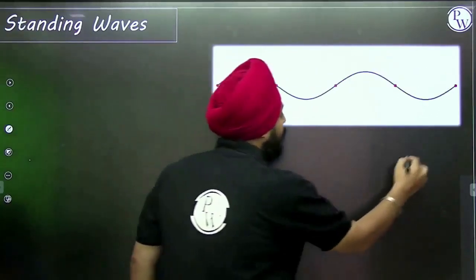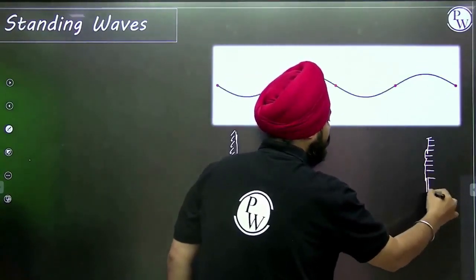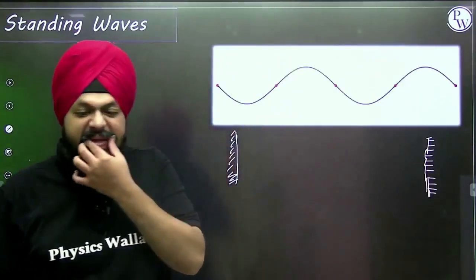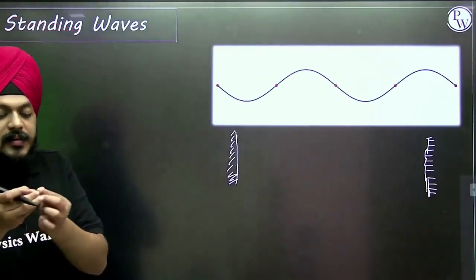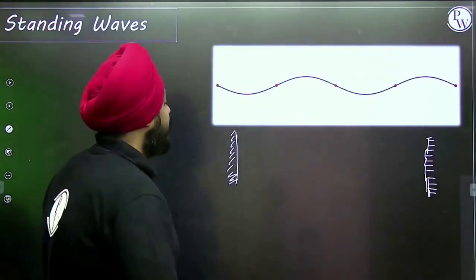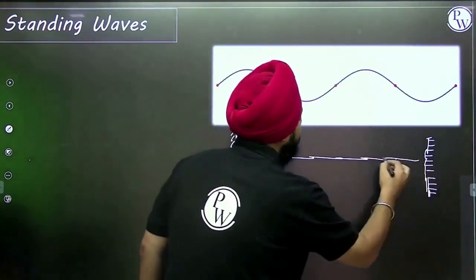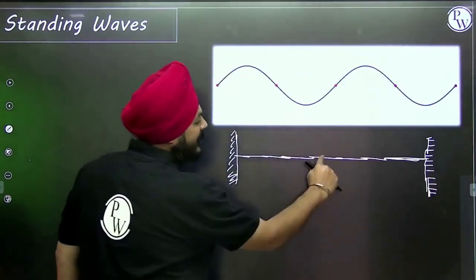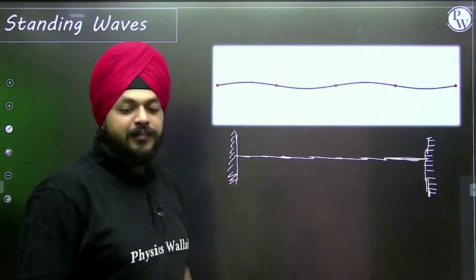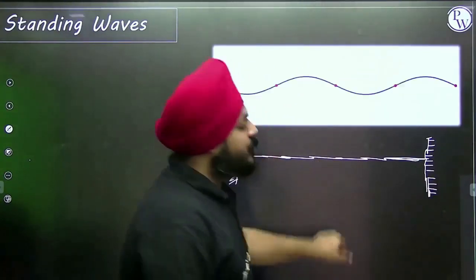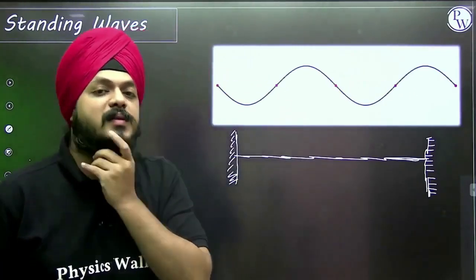Let's understand this example in detail. Now, suppose these are the two fixed walls. A rope is attached to them. A slight disturbance is caused in between, like this way. Now what happens here?